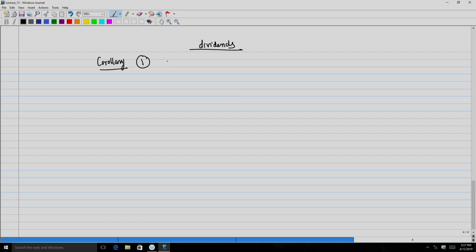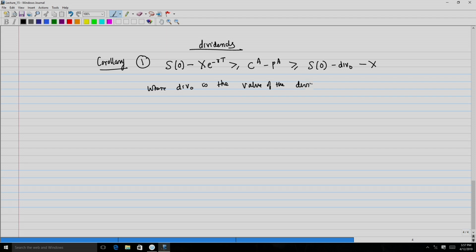This first corollary is the following: we can show that S0 minus X e raised to minus R capital T is greater than or equal to C A minus P A, and this is greater than or equal to S0 minus X minus div 0. And recollect that div 0 is the value of the dividend discounted. The dividend could be paid at any intermediate time point, but div 0 is going to be the value of the dividend discounted to time 0.